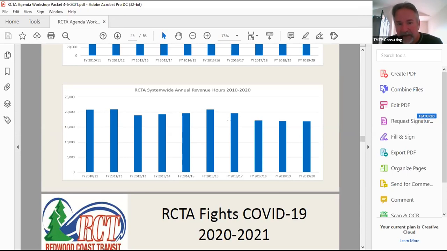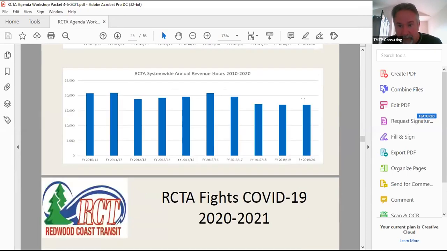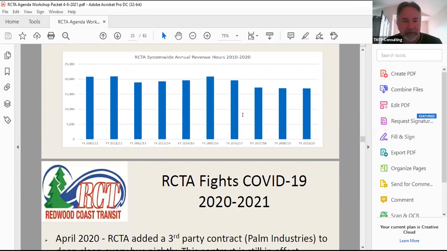But it's been pretty steady the last 3 years. It would have been up, and to note, it would have been up last year in the 19,000 range had we not done those cuts in early April. So the fourth quarter was less, and it ended up bringing us about even with the two prior years.